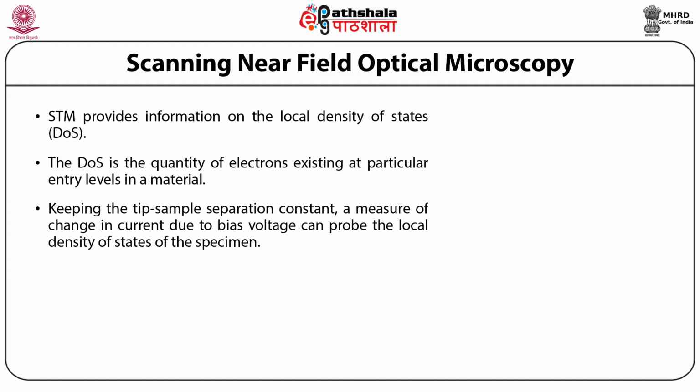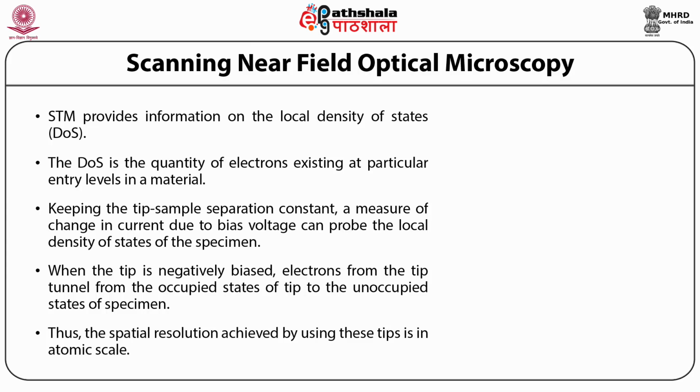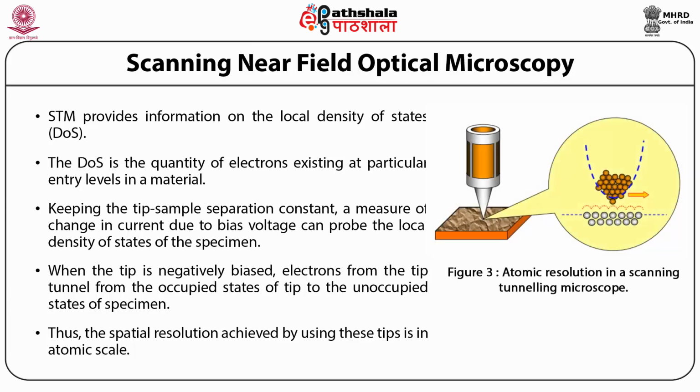The electrons can tunnel to states which are present in the sample or tip. When the tip is negatively biased, the electrons tunnel from the occupied states of the tip to the unoccupied states of the specimen. Thus, the spatial resolution achieved by using these tips is on an atomic scale. Figure shows the atomic resolution in a scanning tunneling microscope.